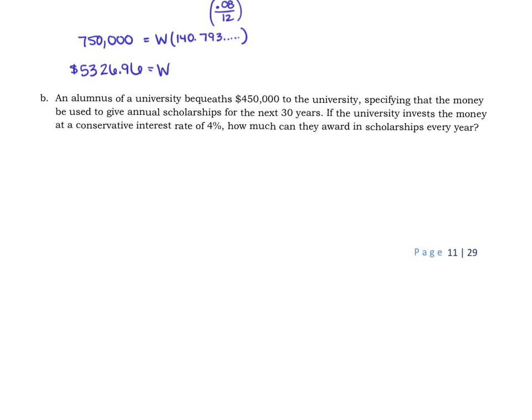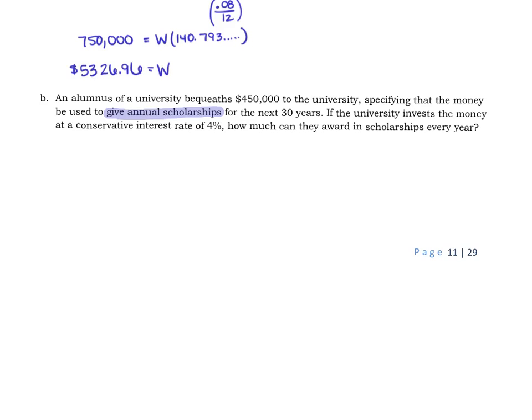All right, and then the last one here on this page. An alumnus of a university gives $450,000 to the university, saying that the money is to be used to give annual scholarships for the next 30 years. Okay, so again, we're giving annual scholarships. That means we're taking money out of this account to give to students who deserve it.